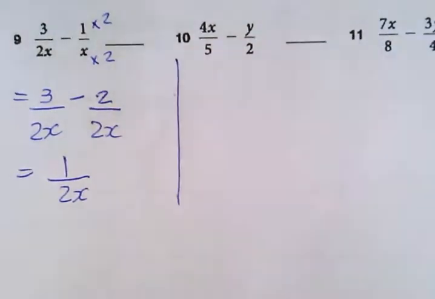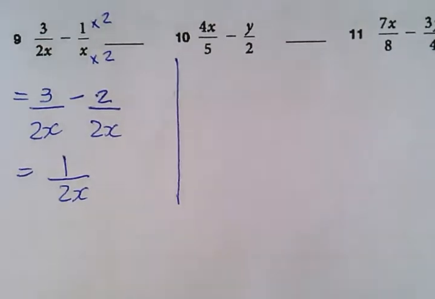Okay? So for algebraic fractions, just think, what do I have to do to the x to get 2x? It's multiply it by 2, not by x, all right? Because x times x is x squared, but x times 2 is 2x.